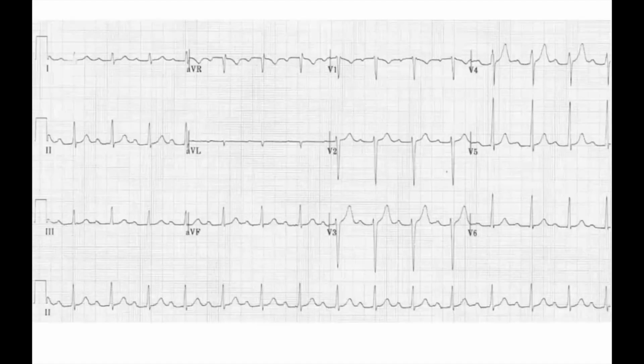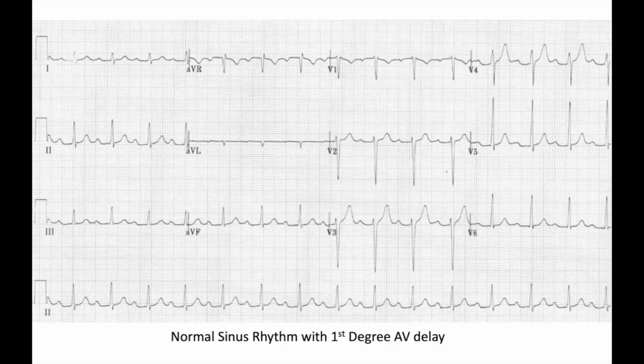Okay, so this is our next EKG. Why don't you stop your video for a second and try to interpret this rhythm? So this is normal sinus rhythm with first degree AV delay. What we can see here again is our heart rate is around 80. It's a narrow, complex, regular rhythm that meets sinus criteria.